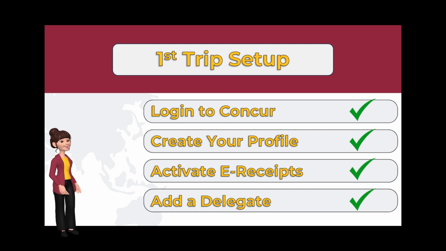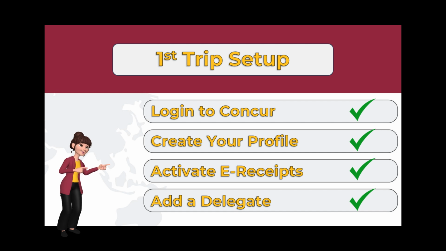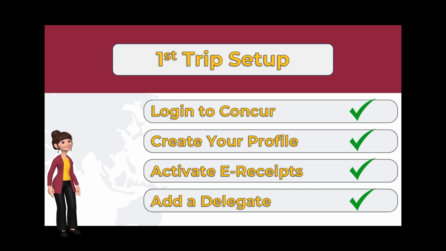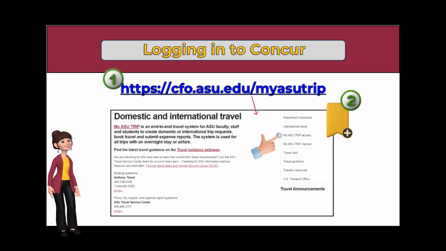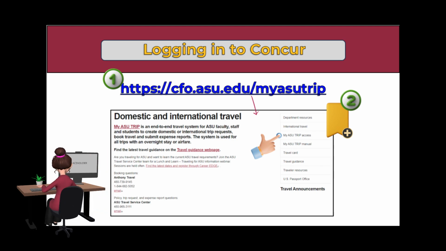In this session, we will specifically guide you through logging into Concur, creating your profile, activating e-receipts, and adding a delegate. To access Concur, use the cfo.asu.edu/myasutrip link at the top of this page. This will bring you to the ASU Domestic and International Travel page.